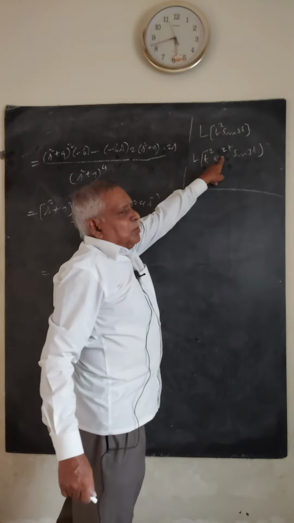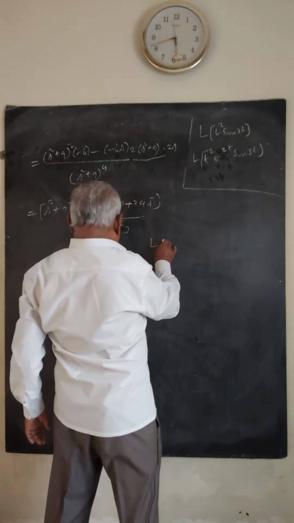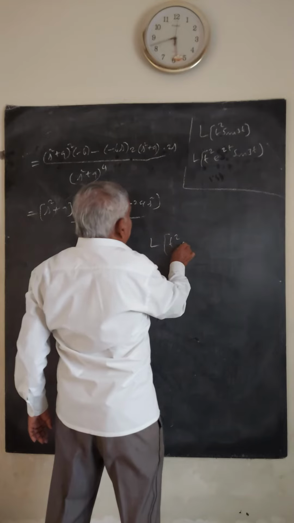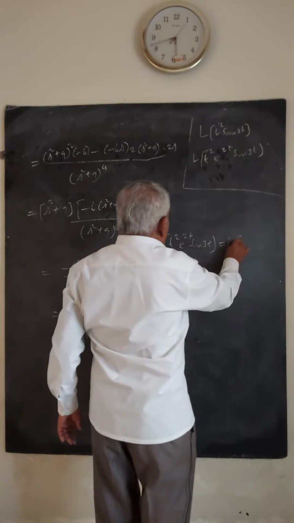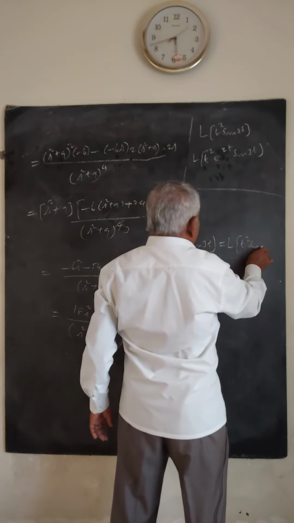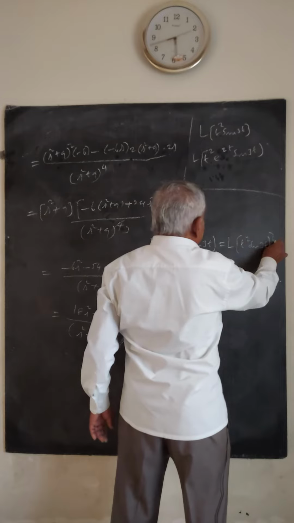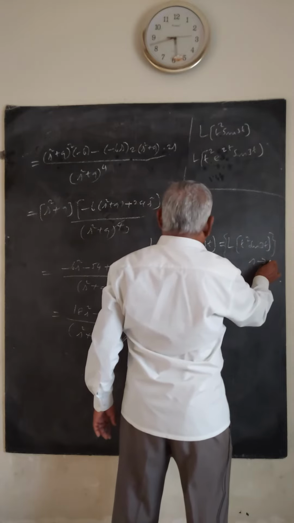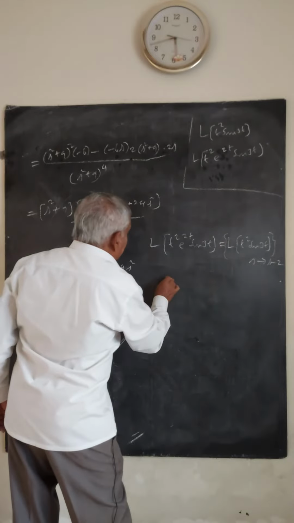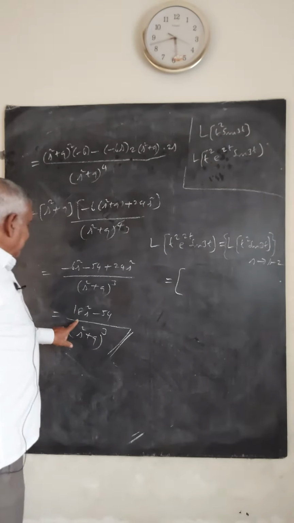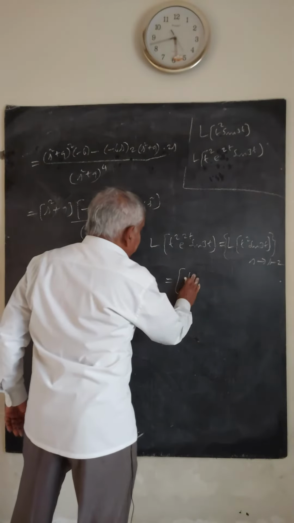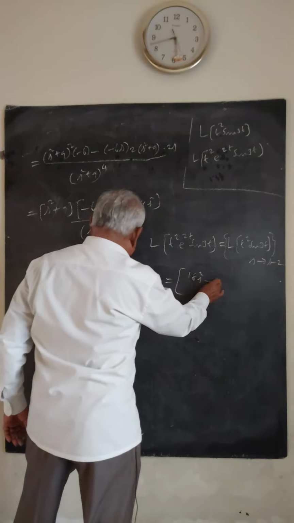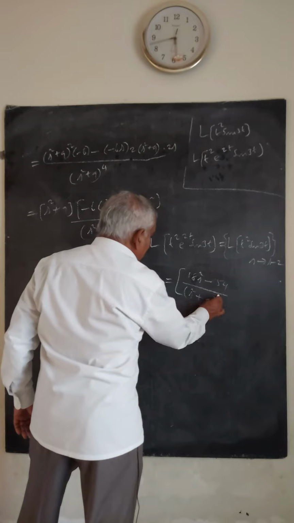If you do this, we have to use the shifting formula. Let us do here L of t square e power 2t sine 3t equal to L of t square sine 3t, with the shifting formula S changing to S minus 2. It's this value. Applying here, 18 S square minus 54 divided by S square plus 9 whole cubed.